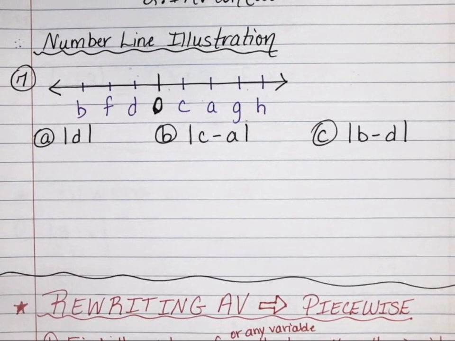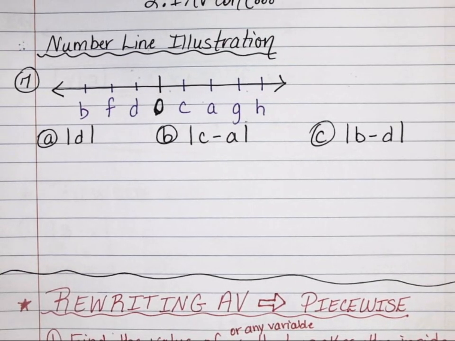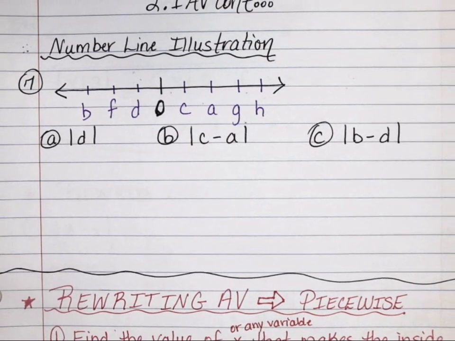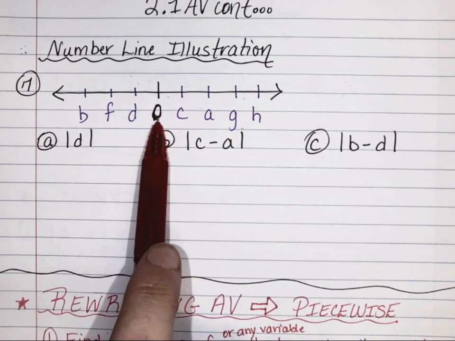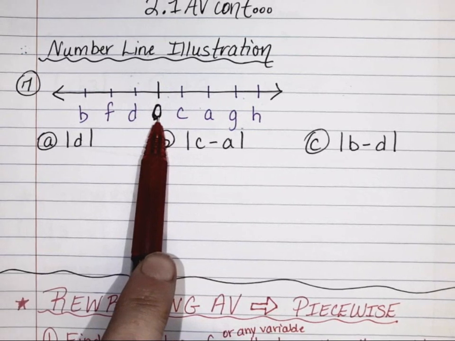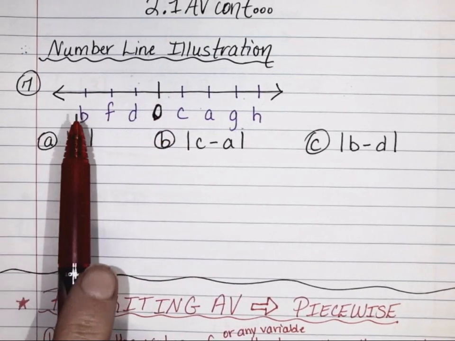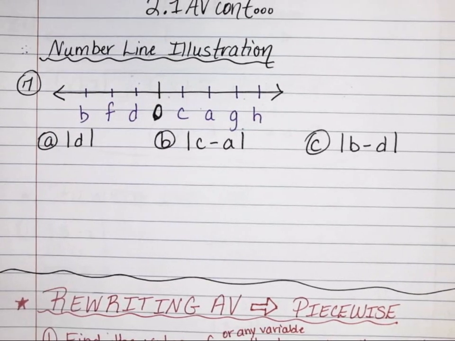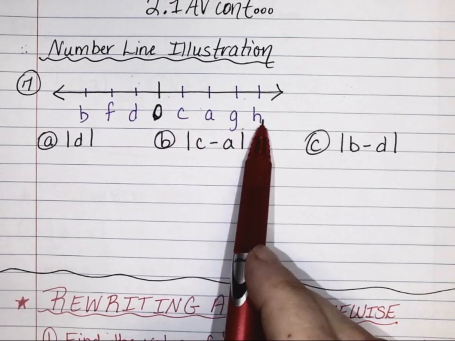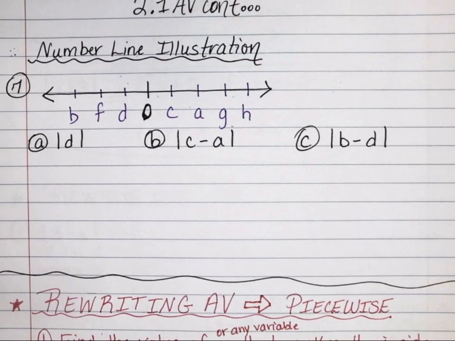Okay, a number line illustration. You actually have number 1 in your homework on the absolute value part that is very similar to this. They give you a number line and then they just label these values. Notice that they give you 0, of course, is in between them, which means that B, F, and D are all negative values. And thus C, A, G, and H are all positive values.